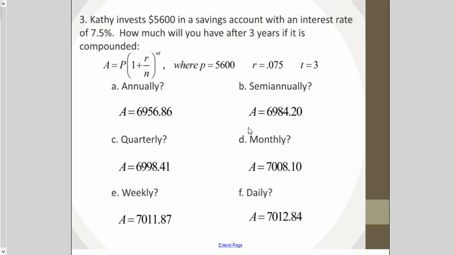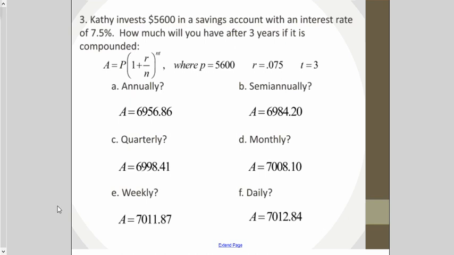Here's the answers. You can see that annually we get 69.56. And then the more times we compound, the more money we get. It's not a huge difference, especially once you get the difference between weekly and daily. Okay, quarterly and monthly, not a huge difference, but overall, you definitely get more the more times something is compounded.